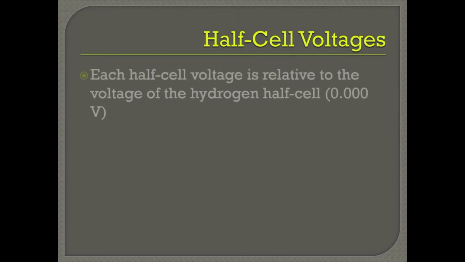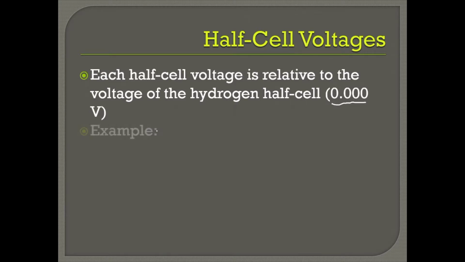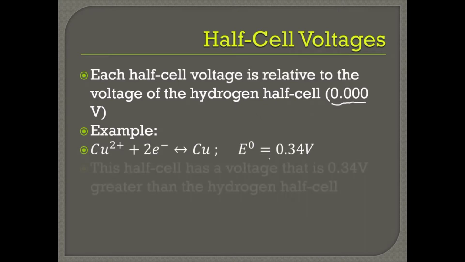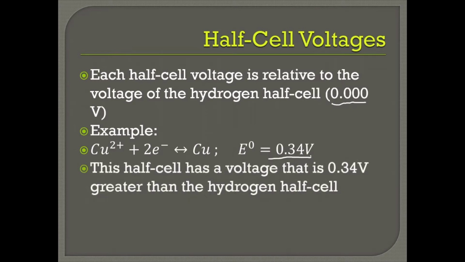Half cell voltages, like I mentioned earlier, are based on their position relative to the hydrogen half cell, which we defined as 0 volts. For example, this one is a copper half cell. The copper half cell has a reduction potential, or a voltage, of 0.34 volts. This means that this half cell has a voltage that is greater than the hydrogen half cell by that amount. So when this reaction proceeds, it will generate a positive amount of voltage relative to the hydrogen half cell.